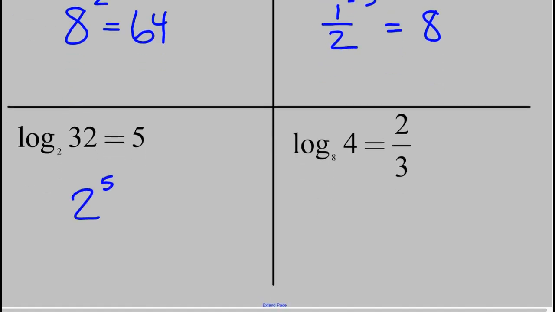2 to the 5th power equals 32. Ka-chow. 8 to the 2/3 power equals 4. Ka-chow. Going too fast? All right. Logs day 1. That'll get us going. I got a practice thing for you. And that's a wrap.